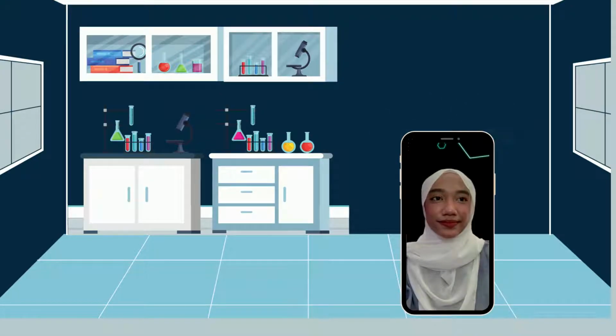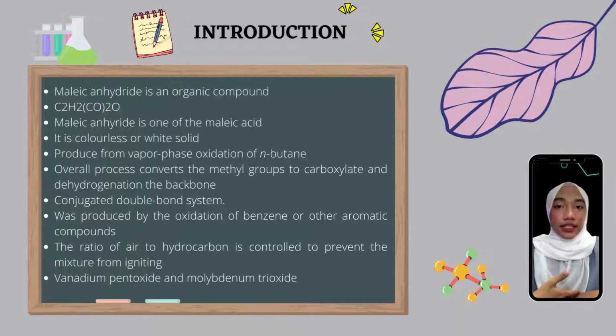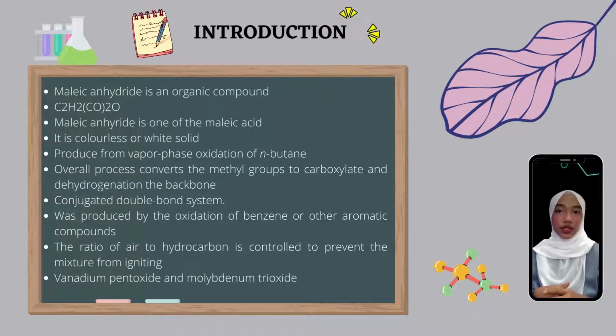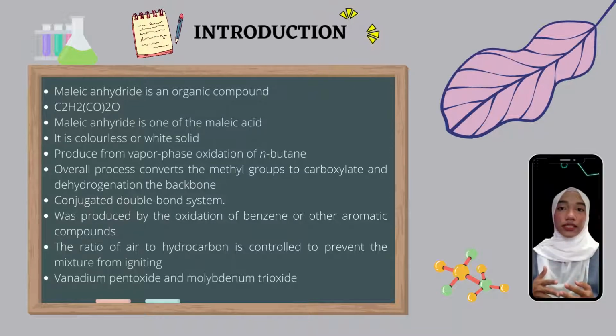Anhydride. Maleic Anhydride is an organic compound with the formula C2H2CO2. Maleic Anhydride is one of the maleic acids. It is a colorless or white solid. Maleic Anhydride is produced by vapor phase oxidation of n-butane. The overall process converts the methyl groups to carboxylate and dehydrogenates the backbone. It also has a conjugated double bond system.